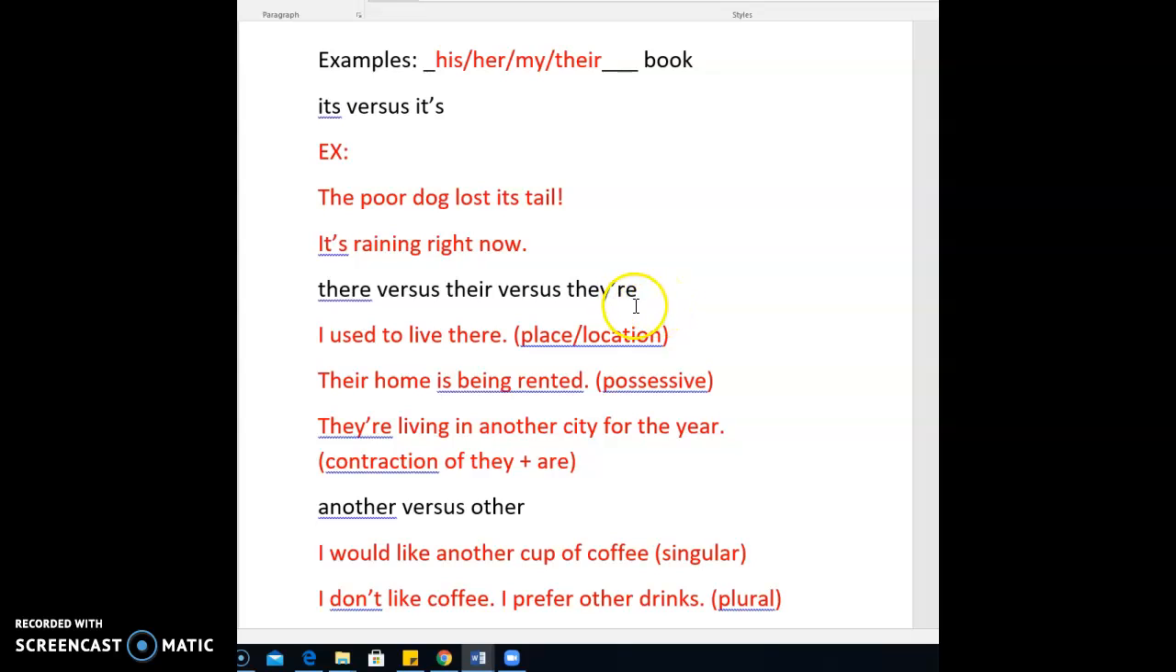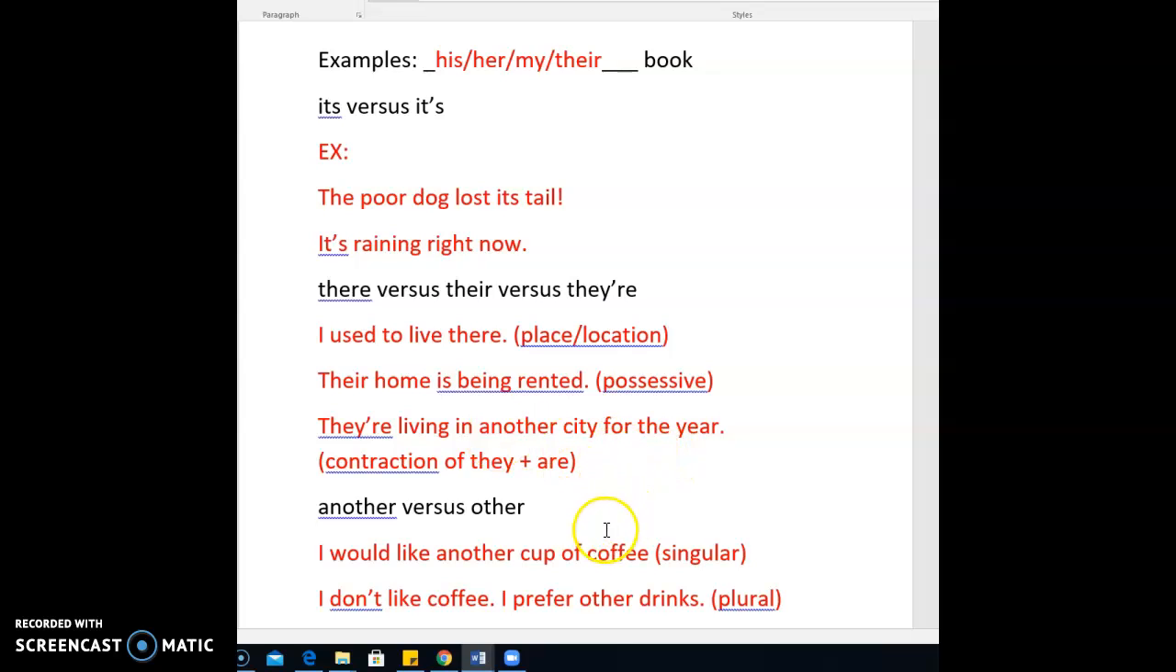All right. So notice for spelling purposes, all of them begin with THE, THE, THE. So here's the difference, okay? With THERE, we're talking about a place or a location. I used to live there, okay? This is the possessive. Their home is being rented. And this is the contraction of they and are. They are living in another city for the year.